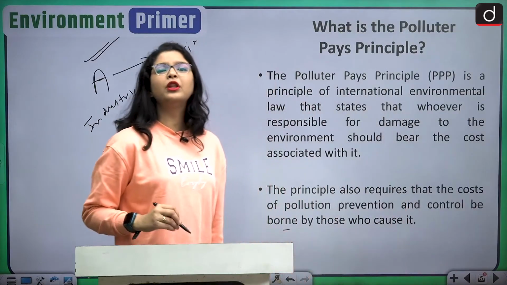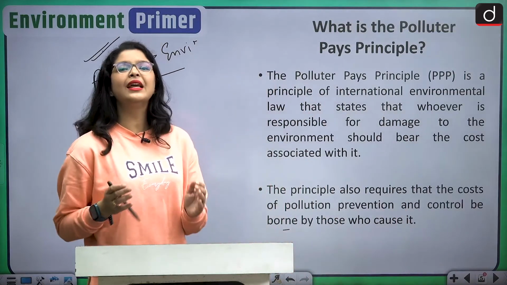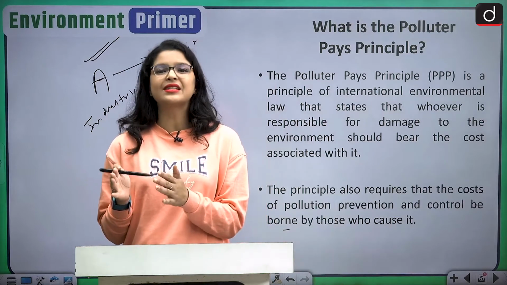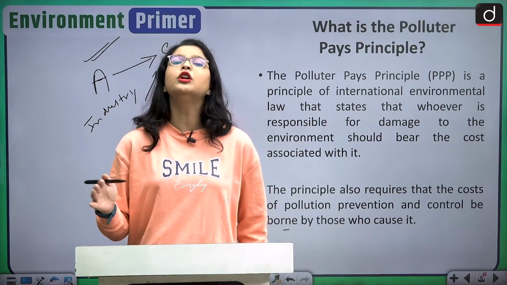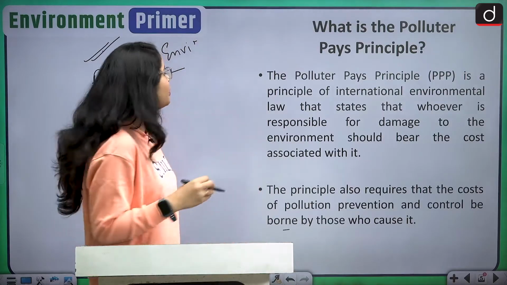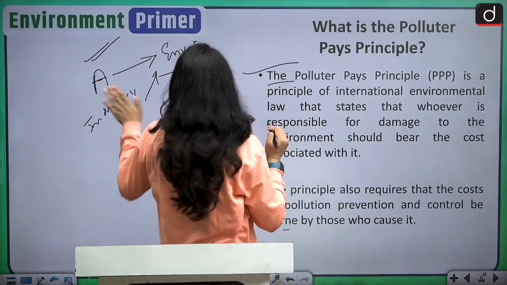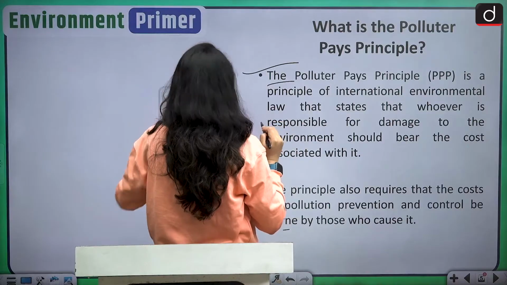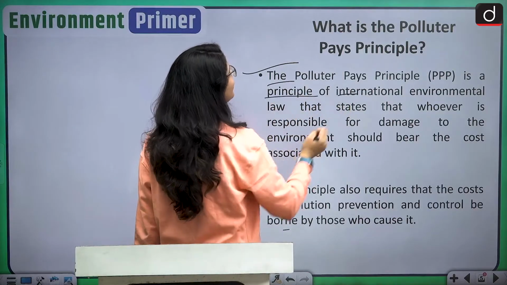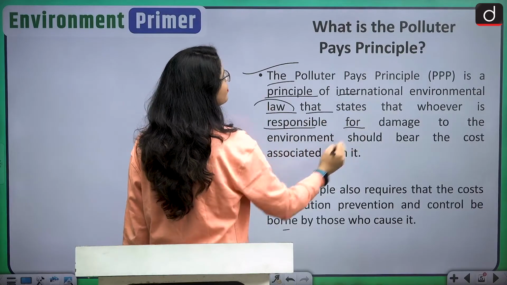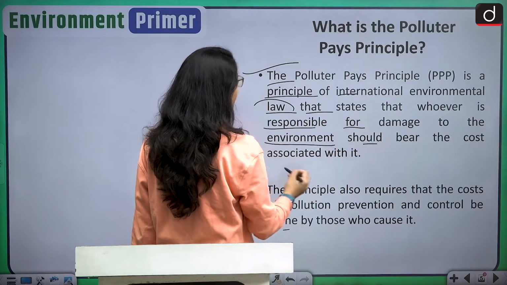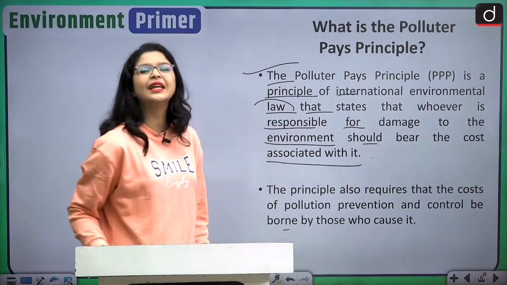If I talk about the Polluter Pays Principle in very layman terms, it simply states that the person who is causing the environmental degradation should be made to pay for it. The Polluter Pays Principle is a principle of international environmental law that states that whoever is responsible for damage to the environment should bear the cost associated with it.